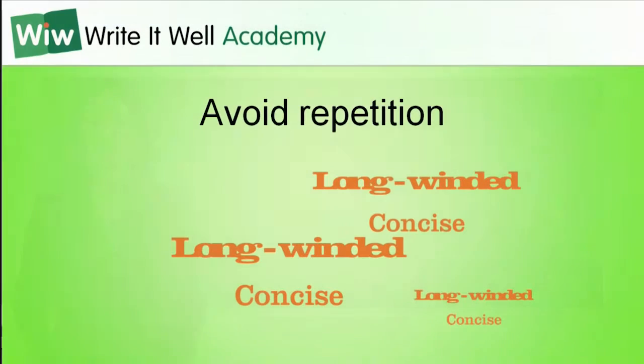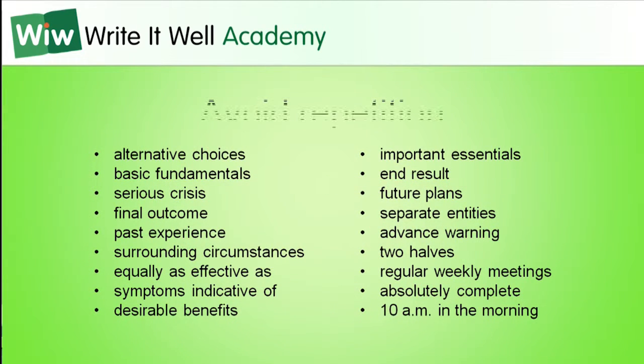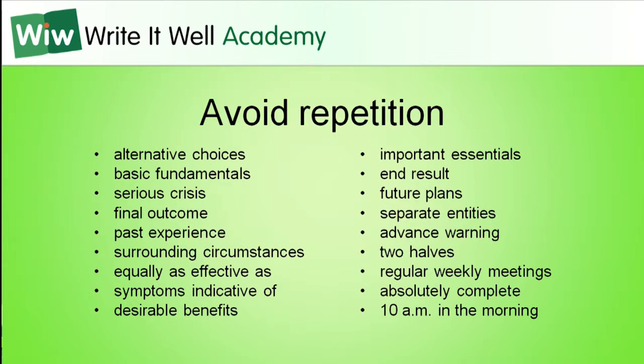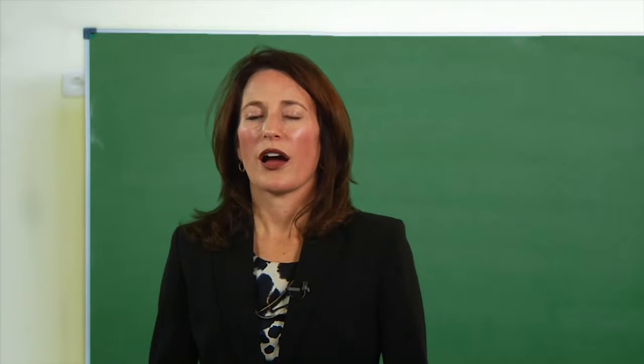Okay, so oftentimes we'll see entire words, sentences, paragraphs, lots of unnecessary words on the page. These are some more examples of repetitive words. So we'll see alternative choices, right? An alternative is already a choice. A basic, fundamental, and basic really are the same thing. A serious crisis, a crisis is already quite serious. An outcome comes at the end, it's already final. And so on and so forth. Do remember that there are opportunities to avoid the extra words, to get rid of them.